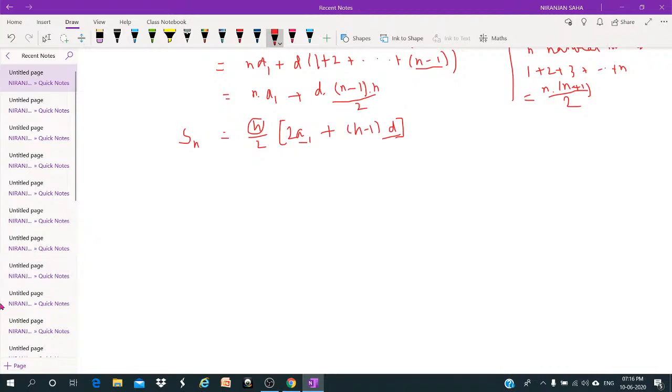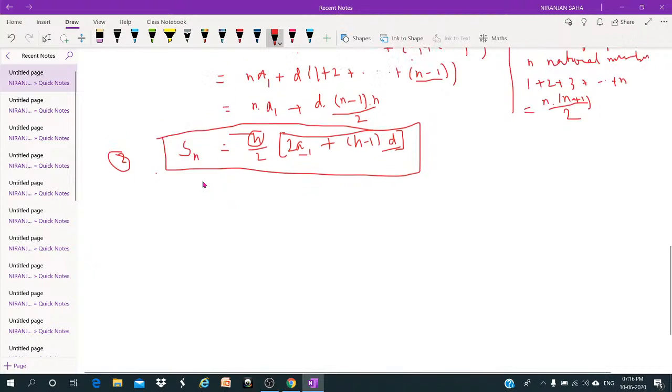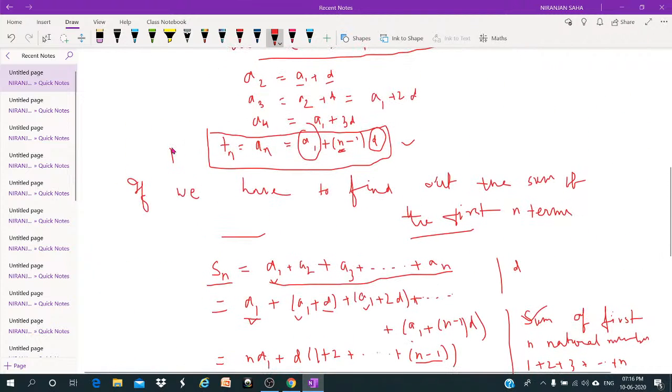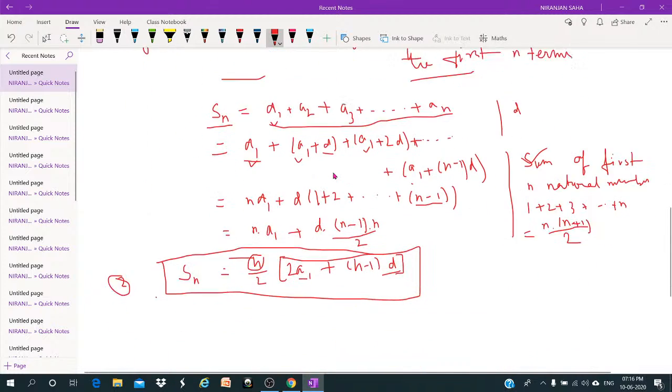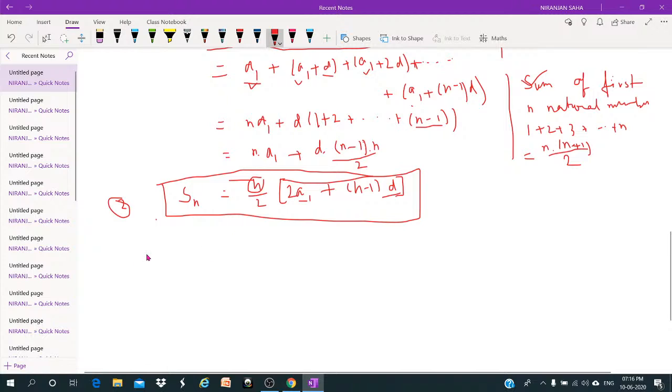Now we'll calculate something. We have two rules already. First, the sum of the first n terms. This is the rule, and this is the second rule, and the first rule, that the nth term will be equal to this. Now we'll go to solve some problems.